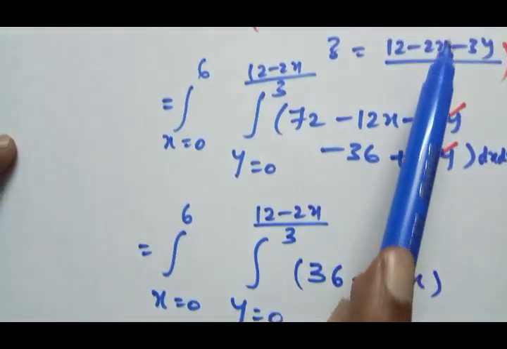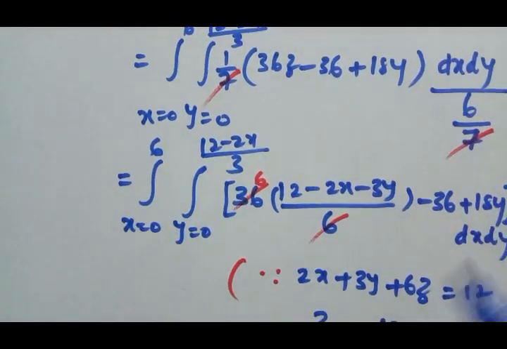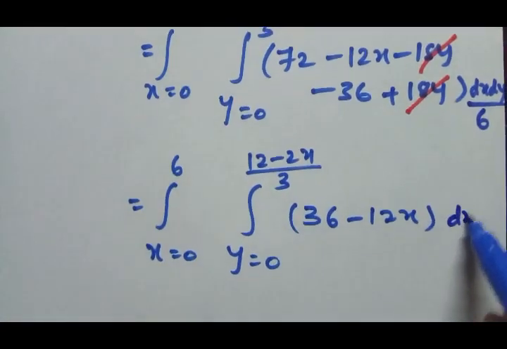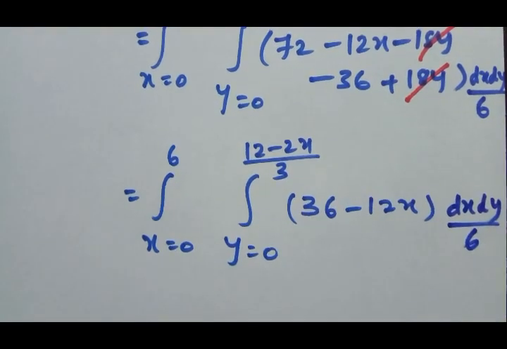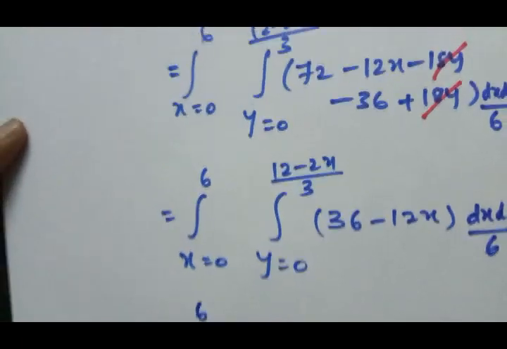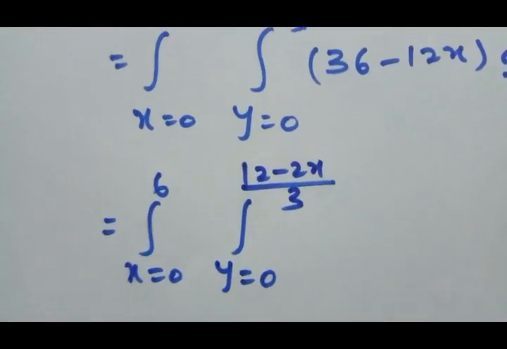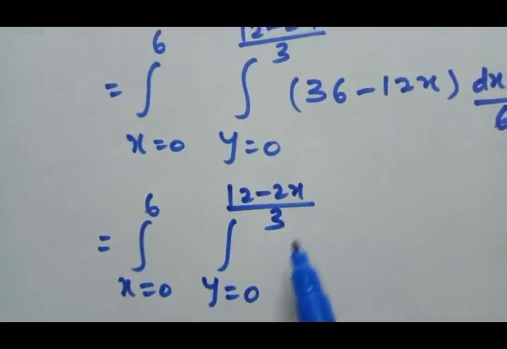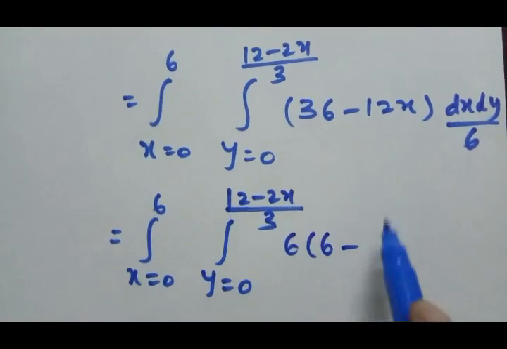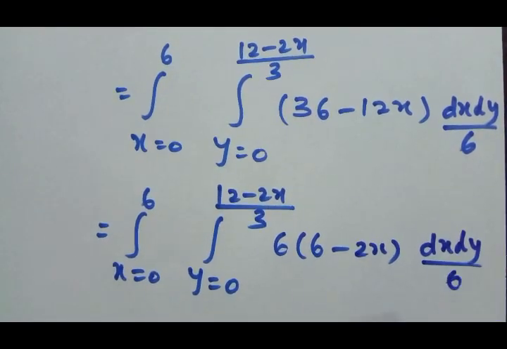Here, 1 by 6 is there, dx dy by 6. Therefore, here x is equal to 0 to 6, y is equal to 0 to 12 minus 2x by 3. Now 6 is a common factor: 6 minus 2x into dx dy by 6.